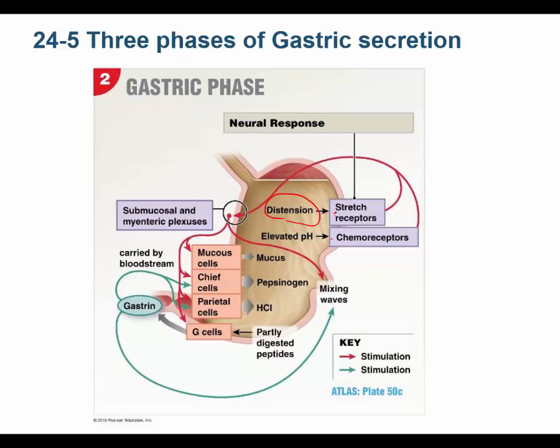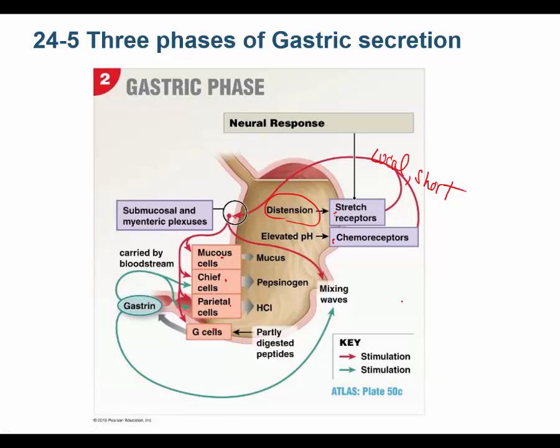Well, the elevated pH is sensed by chemoreceptors. What happens? You have a local short reflex. Remember I told you two lectures ago, you're going to have these short reflexes and long reflexes. Well, this is a local short reflex. Stretch and elevated pH turn right back around on the stomach, and they say mucus cells secrete mucus, chief cells secrete pepsinogen, parietal cells secrete hydrochloric acid, G cells secrete gastrin. Meanwhile, the gastrin is carried by the bloodstream. It's a hormone. The gastrin comes right back and says to the chief cells, more pepsinogen, parietal cells, more hydrochloric acid.